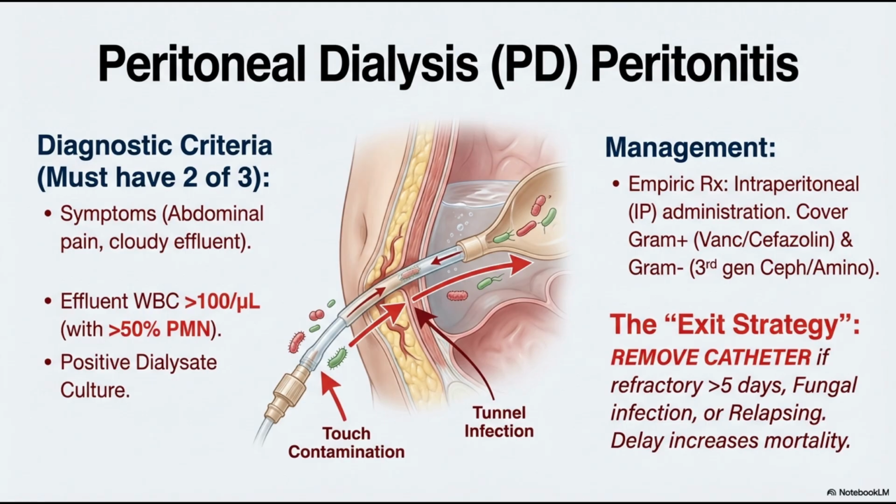Rule 2, fungal PD. Immediate removal, do not pass go. You cannot clear fungus from a silicone catheter, it sticks to the plastic. And once it's out, you treat with antifungals for at least 2 weeks after removal.